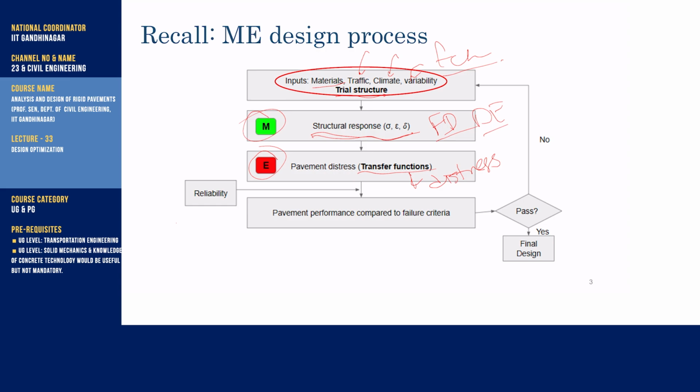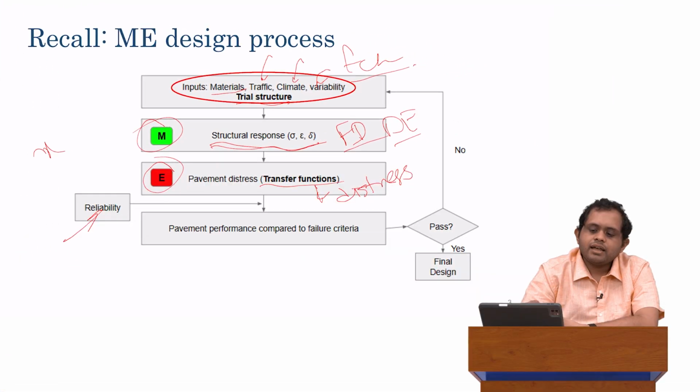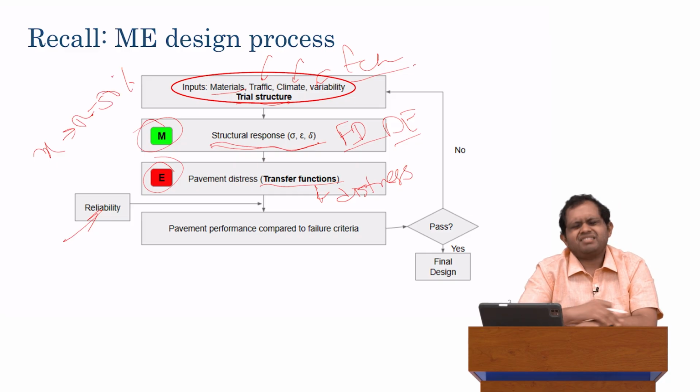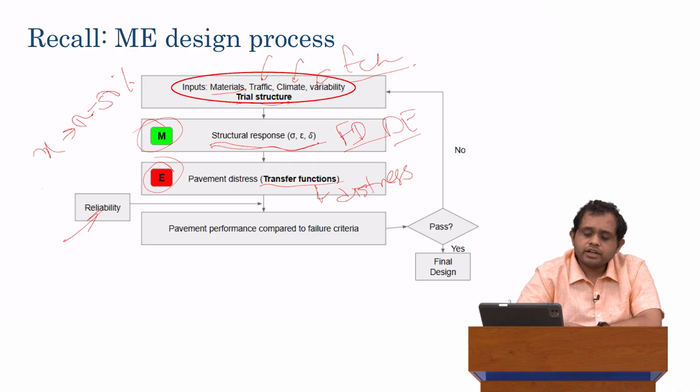So what we saw in the last class was we get this distress as an output of the transfer function, and to that we have to incorporate reliability. And what we saw is the way we incorporate reliability: say our transfer function gives us the output x. In our assumption, this is at a reliability of 50%. We saw that in some cases, maybe 50% is okay, but certainly for highways and expressways, you expect a much higher level of reliability.